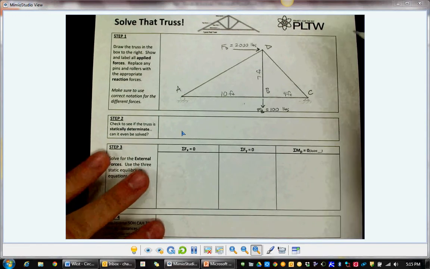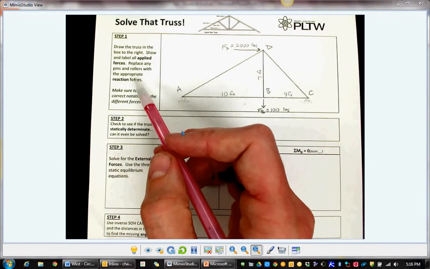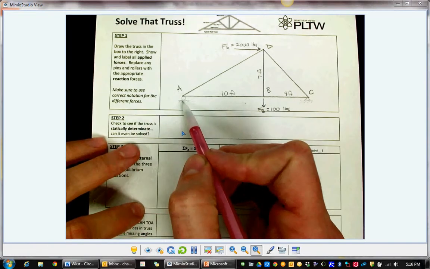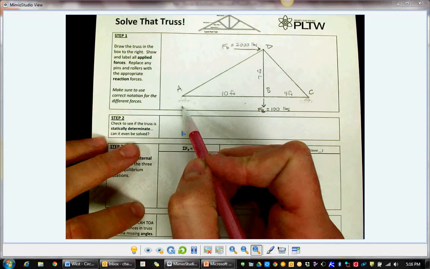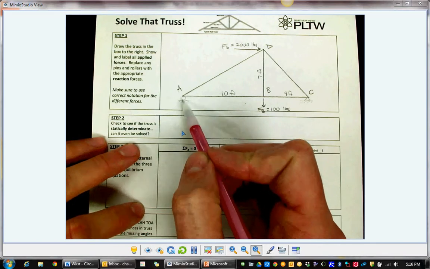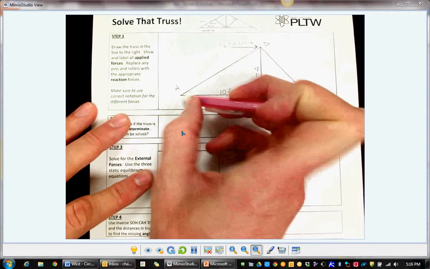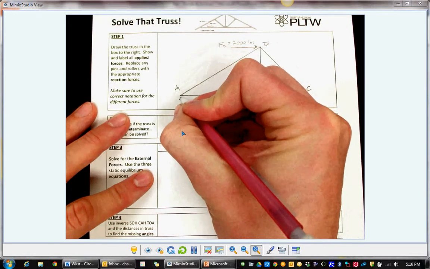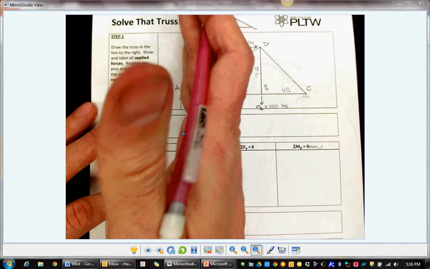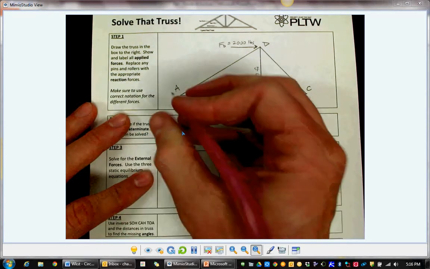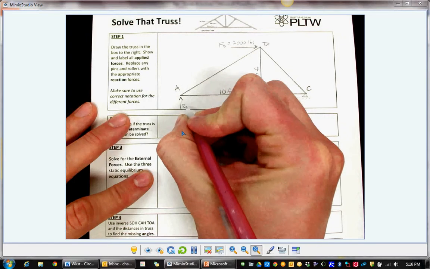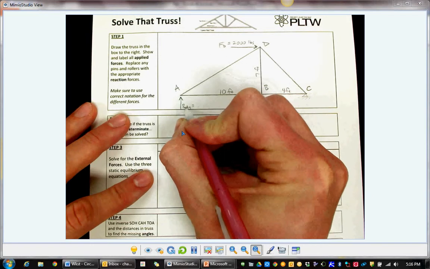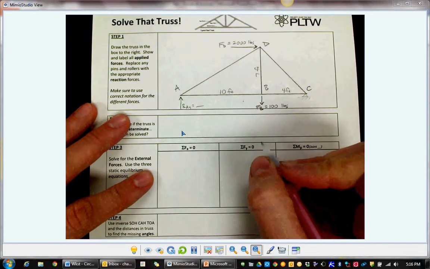First thing we want to do here in step one is replace all pins and rollers with their appropriate reaction forces. So this roller here, I'm going to erase that in a second. Rollers only provide reaction forces perpendicular to the surface they're on. So in this case, the vertical direction. I always tell my students to draw their reaction forces in the positive direction. So when we're talking vertical, the positive direction would be upward. That seems to clear up a lot of sign errors that students would make. That's a reaction force at joint A in the Y direction. We'll want to find that in just a moment here.